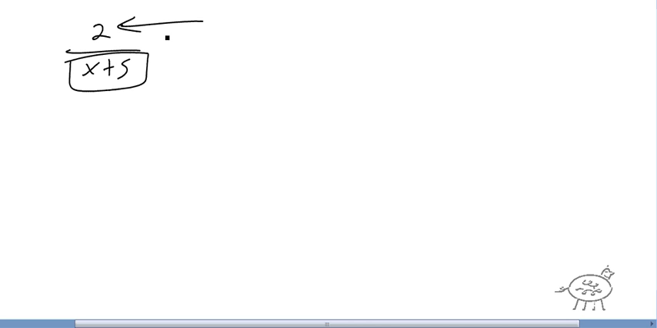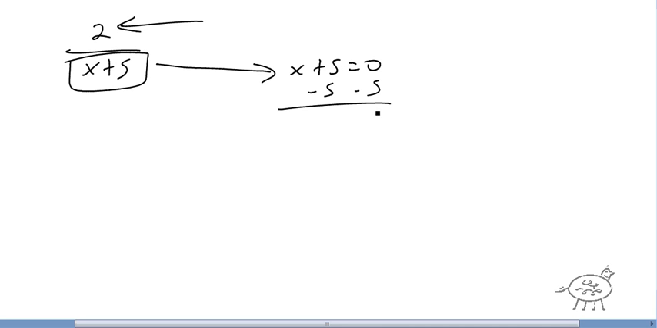Okay, so let's actually just do a couple problems here. Again, the question is to say for what values of the variable is the rational expression undefined. So I'm going to have 2 over x plus 5. Again, the rule is you set the denominator equal to 0. I don't care what is up here. I literally set this equal to 0. X plus 5 equals 0. Solve for x. X equals negative 5. That is the answer to the problem. It's easy.